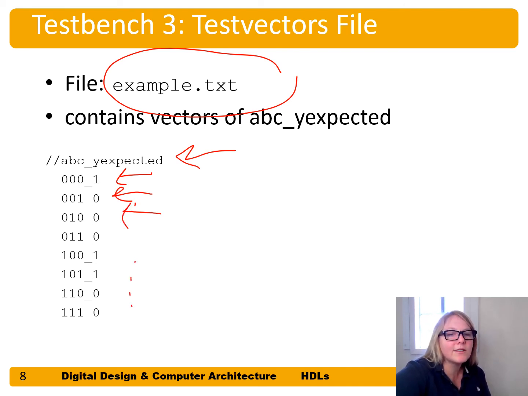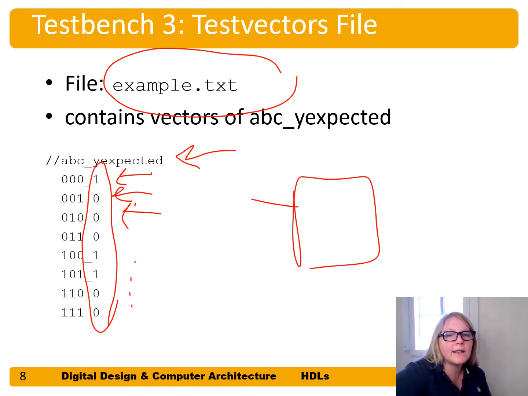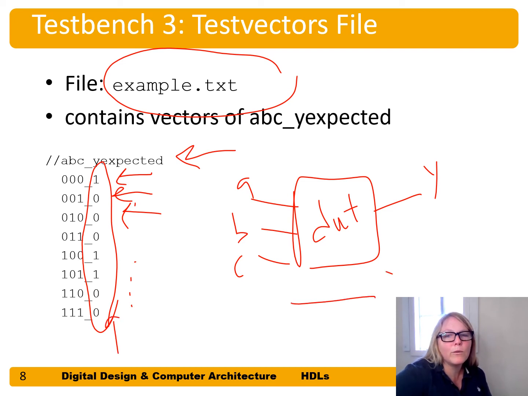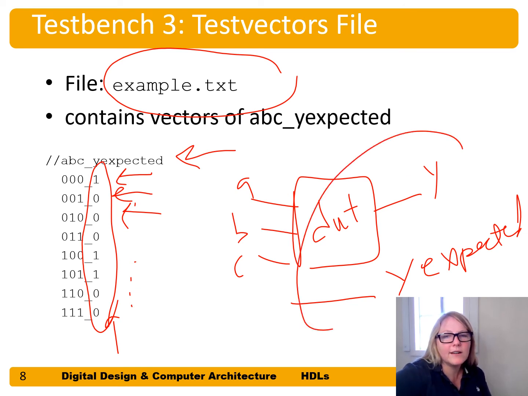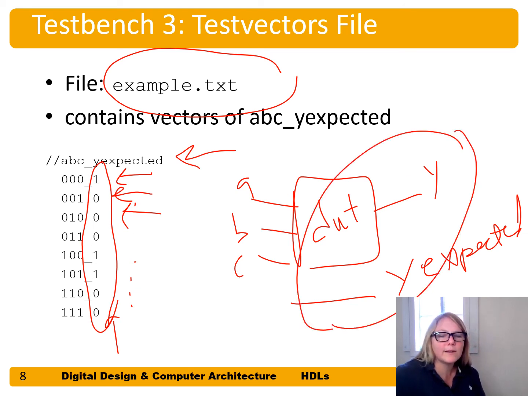This is not the actual output Y, because the actual output Y comes from the module: we're setting the inputs A, B, and C, but then the module, the device under test, is giving us Y. These expected values we're going to assign to some wire, some signal, Y expected, and then we're going to compare: is what I expected the same as what I actually got, or are Y and Y expected the same?